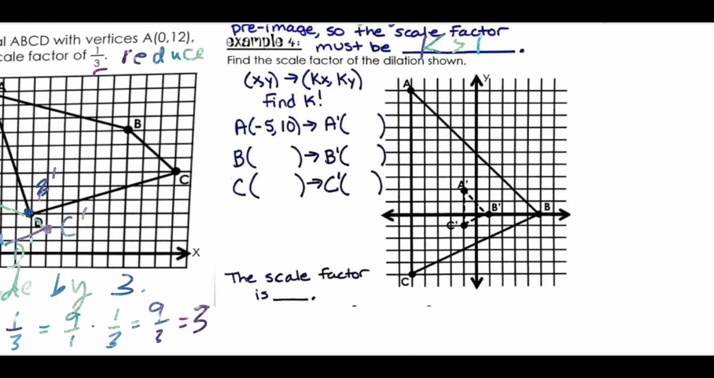It says, example 4, find the scale factor of the dilation. So if I'm going to define a scale factor, I take the new, remember this, new divided by old. New divided by old. New divided by old. All right, that's what we do.